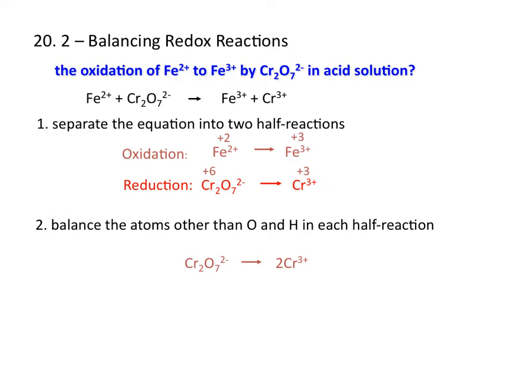In section 2 of chapter 20, we're going to go ahead and look at how to actually balance redox reactions. We're going to look at them initially from the acidic perspective, and then we're going to progress into the basic. So the first thing that we need to understand is that we're going to have to take our reaction, whatever it is, and separate it into our half reactions.